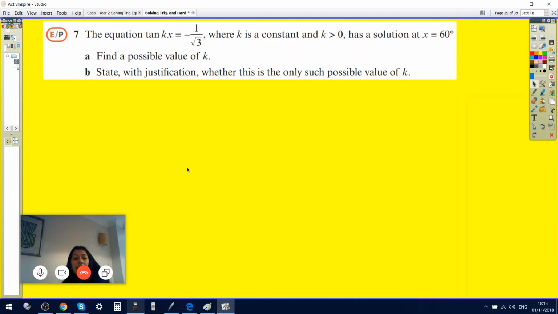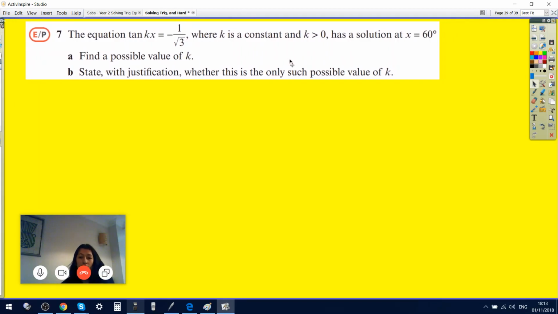Tan kx equals minus 1 over root 3. K is a constant and k is greater than 0. Has a solution at x equals 60 degrees. Find the possible value of k. K. If you want to do the x, we've already worked out that x is 60.